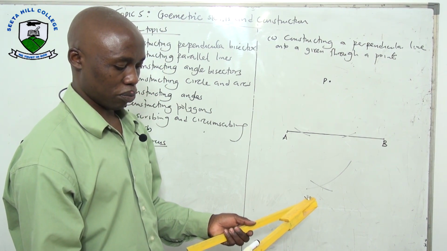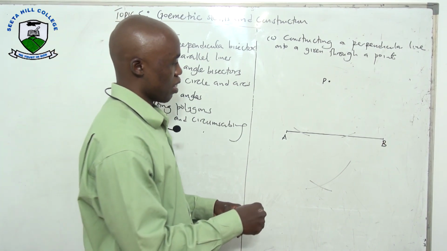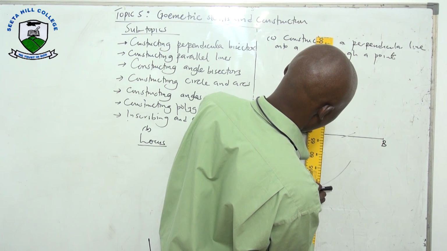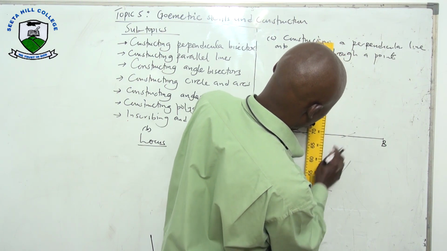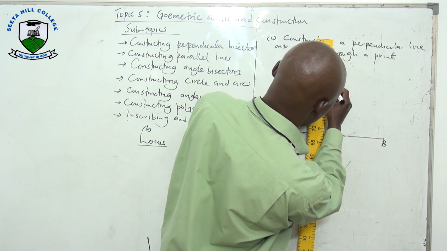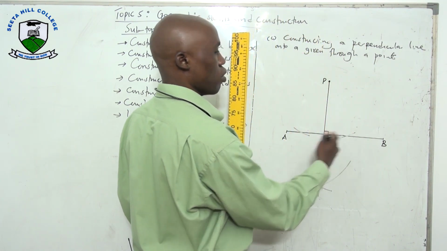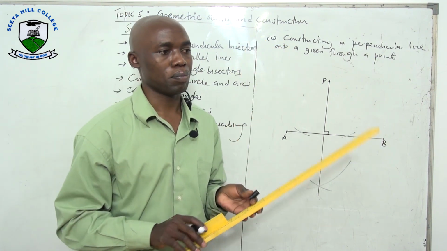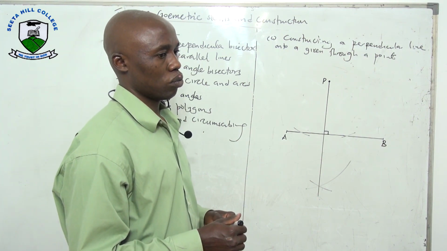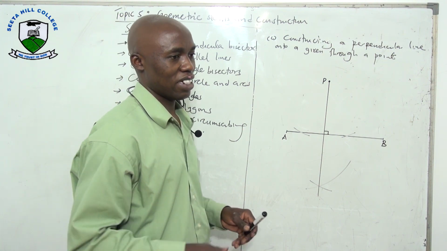Now what do we do? You have to join point P to that segment of those two arcs that are coming down. Yeah, we join through here. It's a perpendicular, not necessarily a bisector, not so? It has created 90, but not in the middle, but it has met at 90. That's another concept.